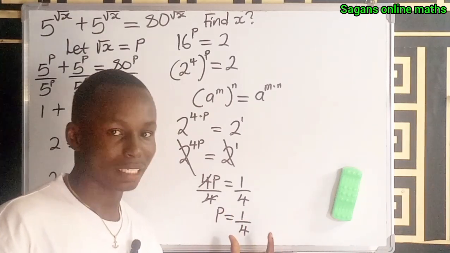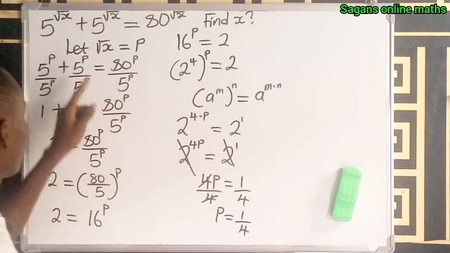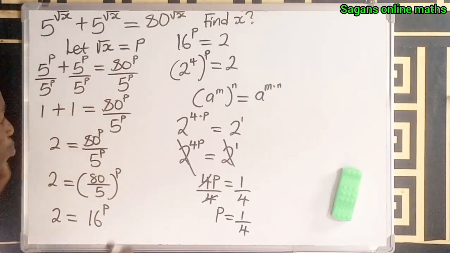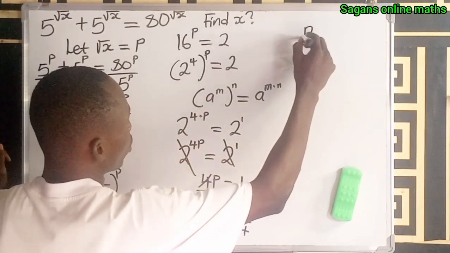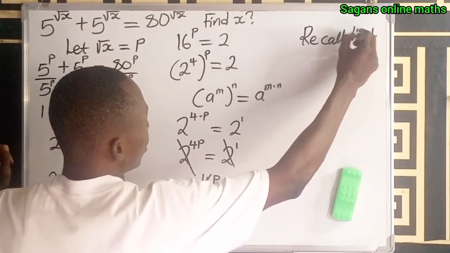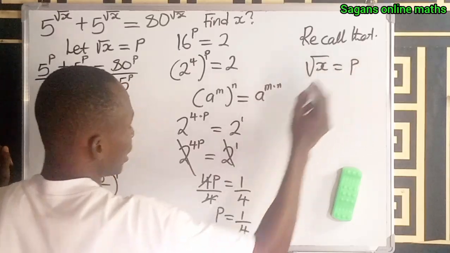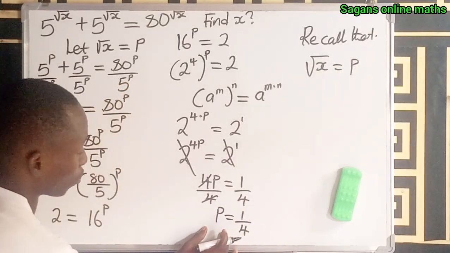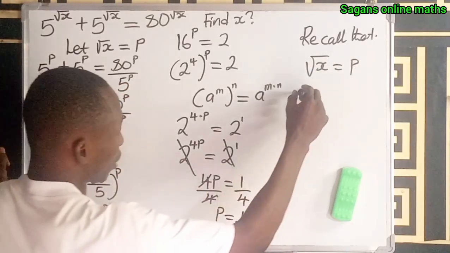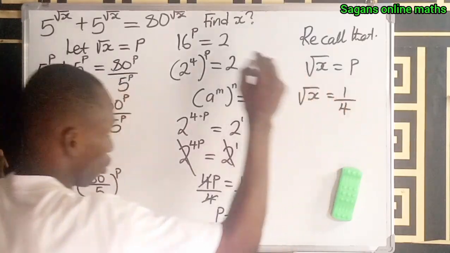But no, this is not our answer. Let's recall something very interesting. Remember that from here we said let root x equal p. Recall that root x is equal to p, right? We know that our p is 1 over 4, as you can see here. So it means that root x is equal to 1 divided by 4.